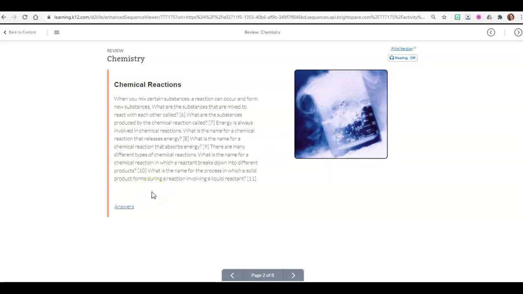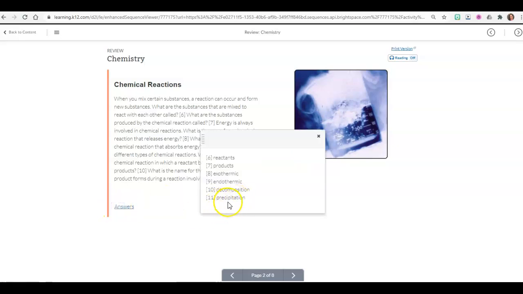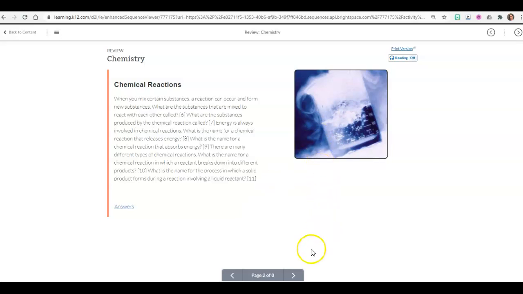And finally, what is the name for the process in which a solid product forms during a reaction involving a liquid reactant? And so imagine you have a test tube and you are mixing two different liquid solutions together, and a solid product forms, and it's asking what is that called, and that is a precipitation reaction, and that little piece of solid is called the precipitate. So you can remember that. Write that down in your notes as well.